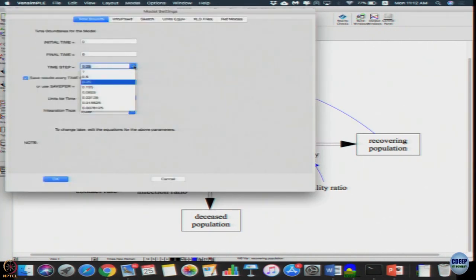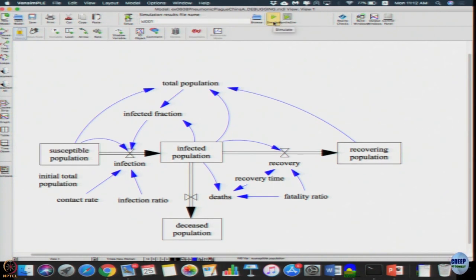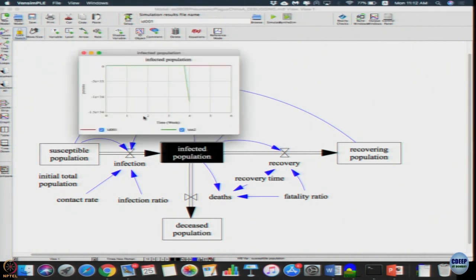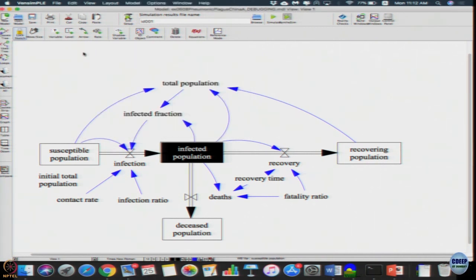So, instead of 0.25, let us go say 0.0315, let us try that. Let us click OK. Let us run it. Okay, the error stopped at least. Let us look at the infected population. Okay, let me run it again.